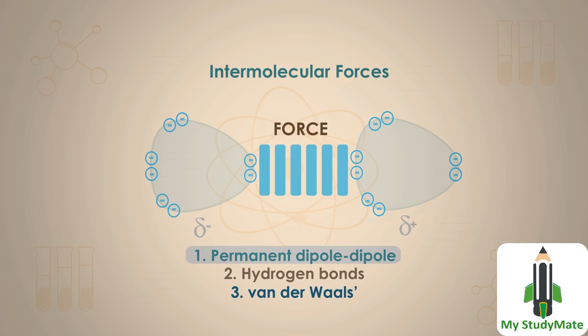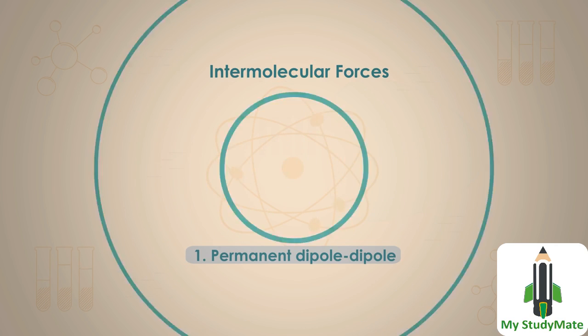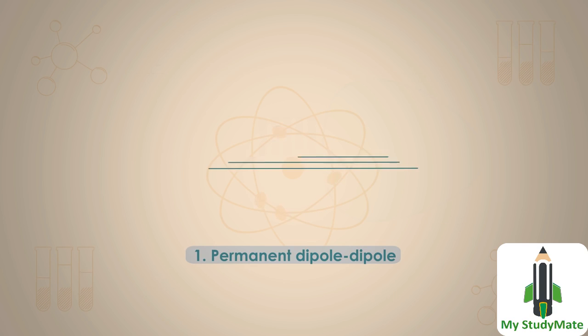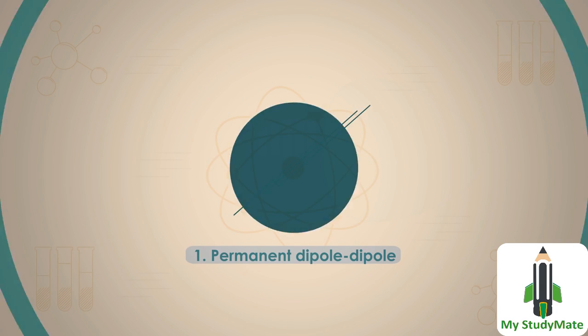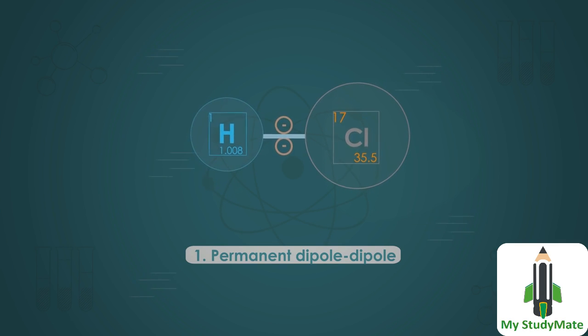First up are permanent dipole-dipole forces. A polar molecule is one in which there is a permanent dipole arising, usually because the different atoms in the molecule have different electronegativities, the attraction by a bonded atom for the pair of electrons in a covalent bond. Let us take hydrogen chloride as an example. Hydrogen chloride is a polar molecule as the pair of electrons in the hydrogen chloride bond are nearer to the chlorine atom. In other words, they tend to be one pole. The chlorine atom has a stronger attraction to the electrons because it has greater electronegativity than the hydrogen atom.